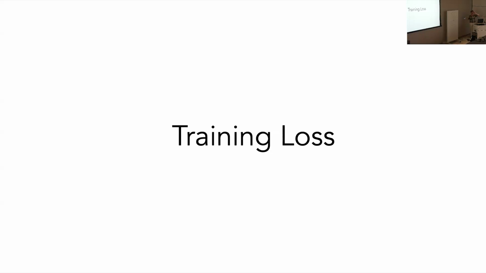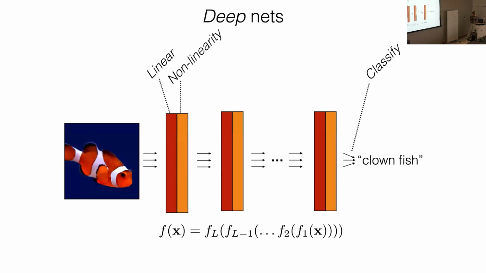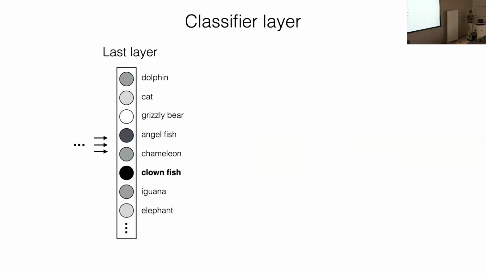Okay. Training loss. Let's learn about cross entropy. So we said that deep networks are basically stacking linear layers and nonlinearities, and we stack a bunch of them. And at the very end, you're going to classify what something is. So how do we actually build that last classifier layer? How do you get to the point where you're actually trying to classify something?